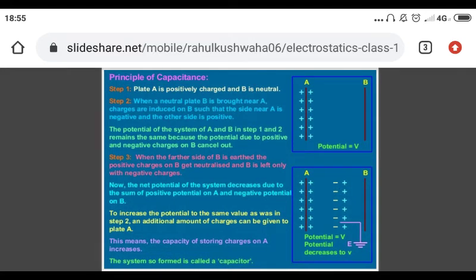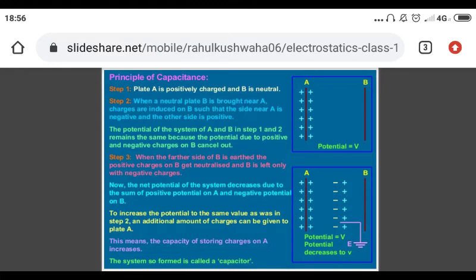Now the net potential of the system decreases due to the sum of the positive potential of A and the negative potential of B. Obviously, as A has only positive and B only negative, the potential of the system decreases. To increase the potential to the same value as in step 2, an additional amount of charge can be given to plate A. This means the capacity of storing charge on A increases. That means more charge can be given.